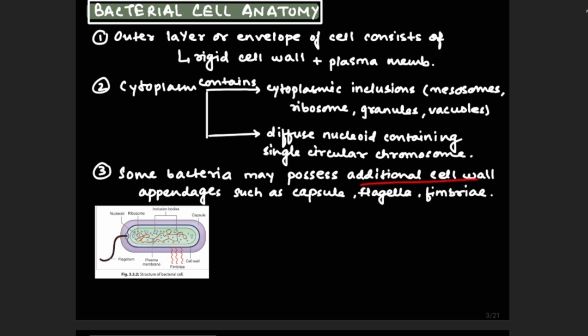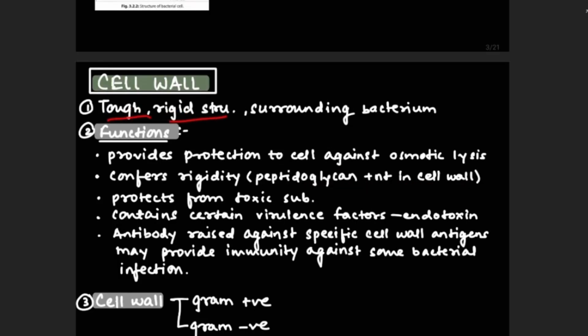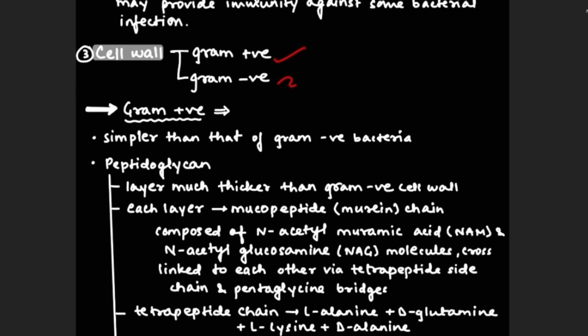Some bacteria also possess additional cell appendages such as capsule, flagella and fimbriae. The cell wall is a tough rigid structure surrounding the bacterium. There are many functions of the cell wall. It provides protection to the cell against osmotic lysis. It also confers rigidity. It also protects from toxic substances. The cell wall also contains the virulence factor endotoxin. The cell wall can be divided into gram positive and gram negative.